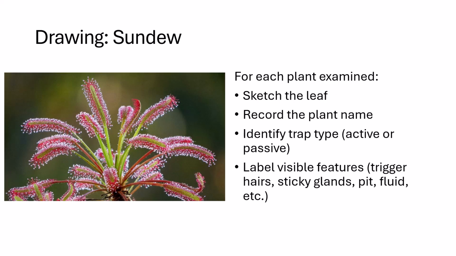Observe each carnivorous plant specimen provided. This one is sundew. In your lab notebook, sketch the modified leaf and label the name of the plant, whether the trap is active or passive, and key structural features involved in prey capture and digestion. Focus on how the shape and surface features of the leaf relate to its trapping mechanism. Pause the video to sketch the plant.